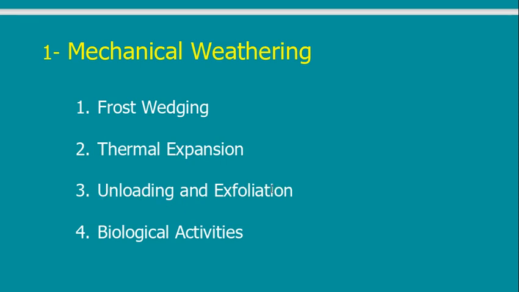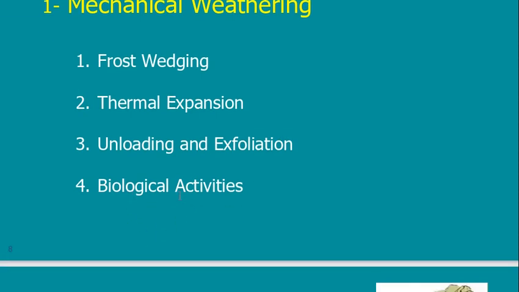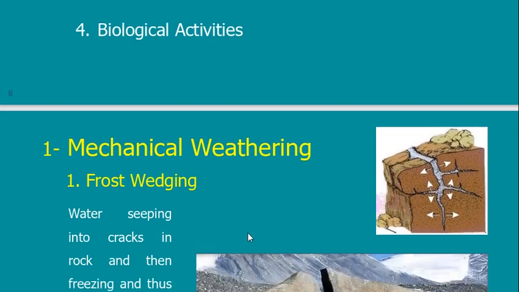What is exfoliation? Exfoliation in Arabic is تقشير. I take layers from the top of the material, like having a fruit in your hand with a knife, and then you take slices. When you take slices, it is as if you're exfoliating this fruit. So exfoliation is layers leaving the main rock and disintegrating. The fourth is biological activities. Let's study each one alone.